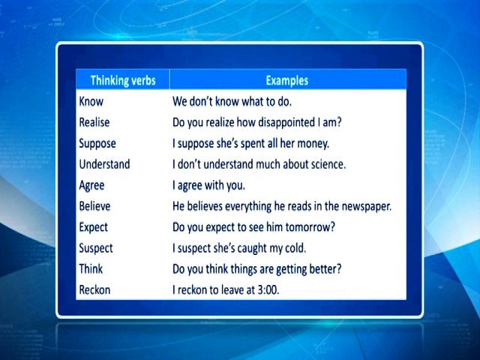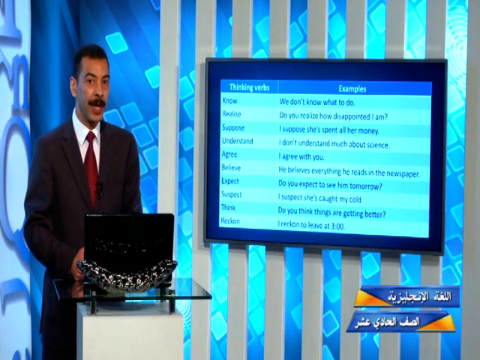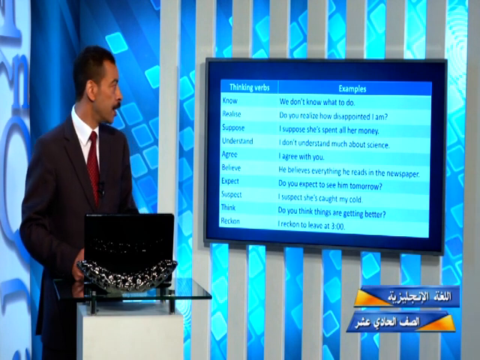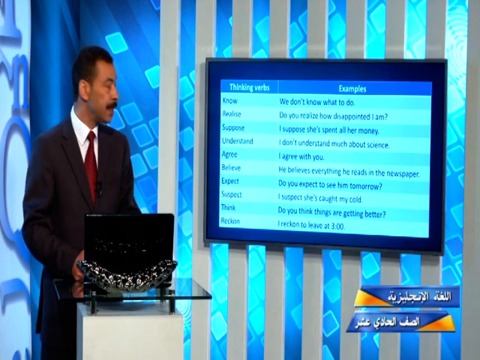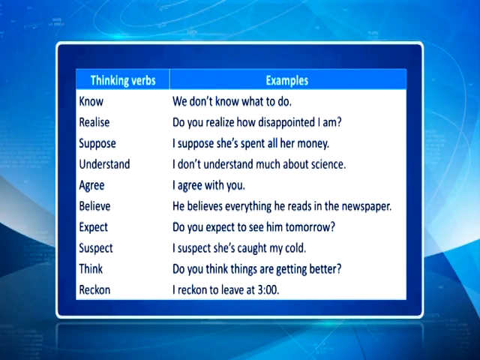For example, the verb know. We can say, we don't know what to do. And remember that we cannot use we are not knowing. We can't say we are not knowing. This is incorrect English. We say we don't know what to do. As for realize, you can say, do you realize how disappointed I am? Do you realize? Again, the present simple.